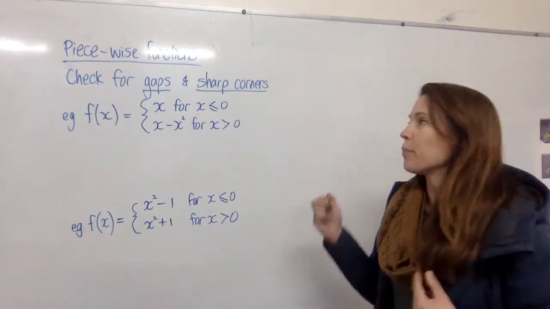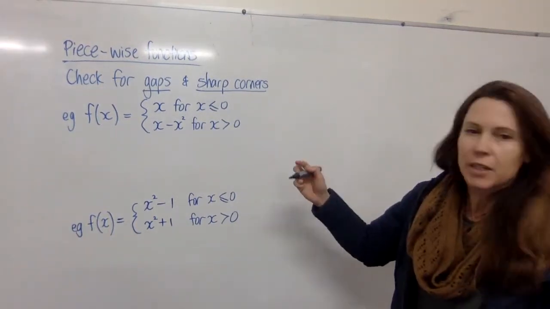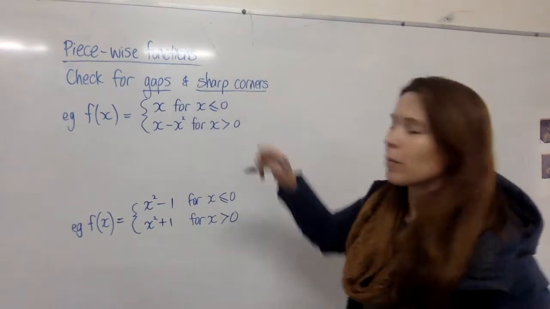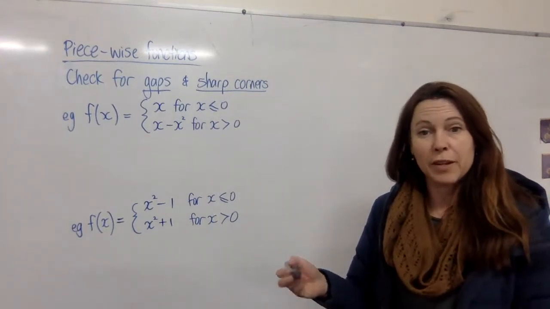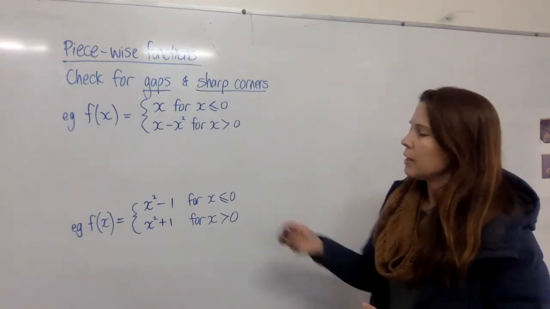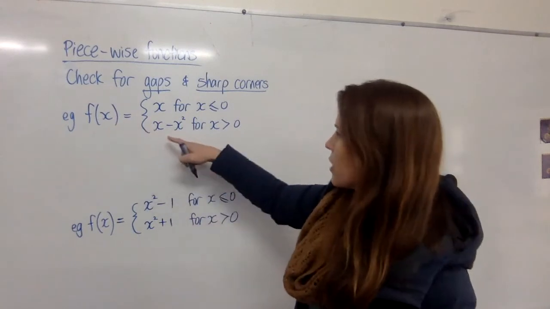All right, let's have a closer look at piecewise functions. The things we need to check for are gaps and sharp corners to find parts of the function that are not going to be differentiable. So this piecewise function has two conditions.